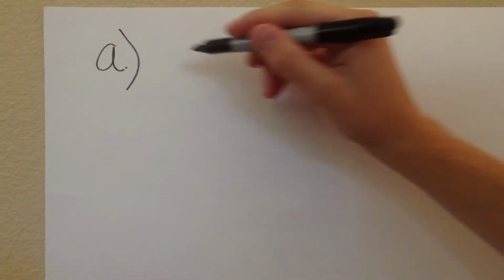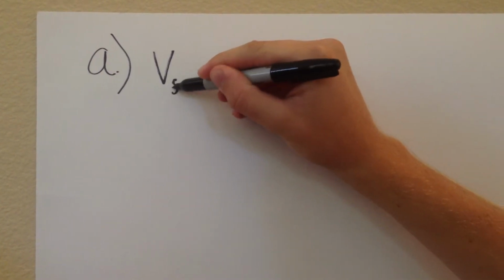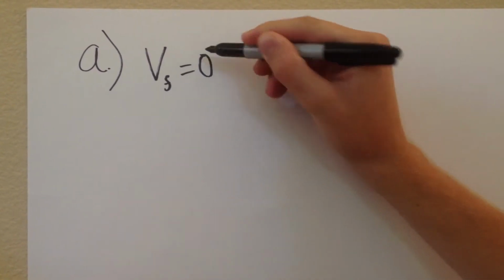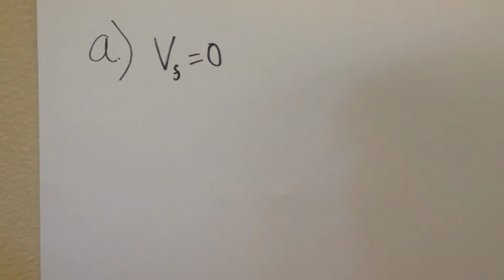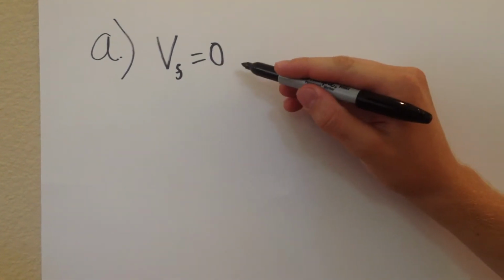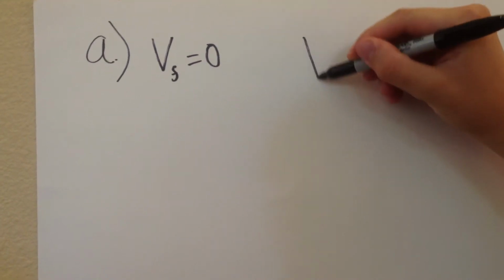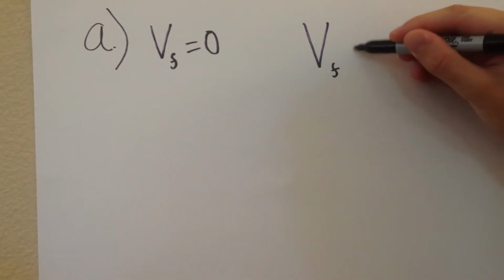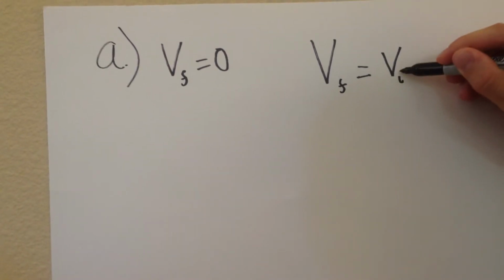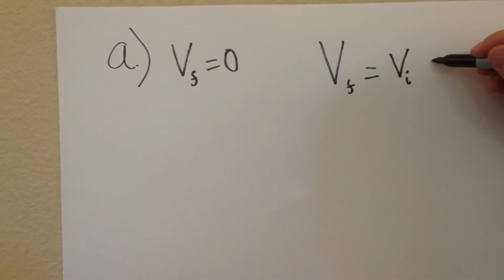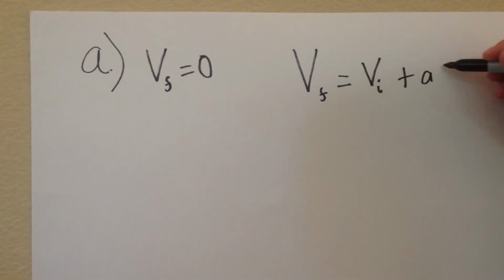So now let's take a look at section A. They want to know when the final velocity is equal to 0, or when the plane stops, how long or how much time has passed. For this, we'll use the equation V final is equal to V initial plus AT.